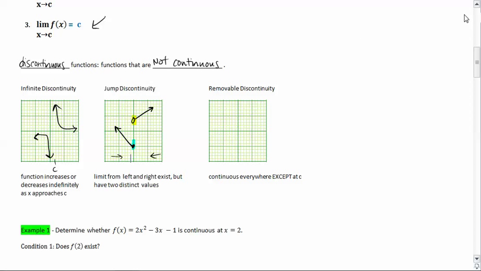We also have removable discontinuity. That graph looks something like this.